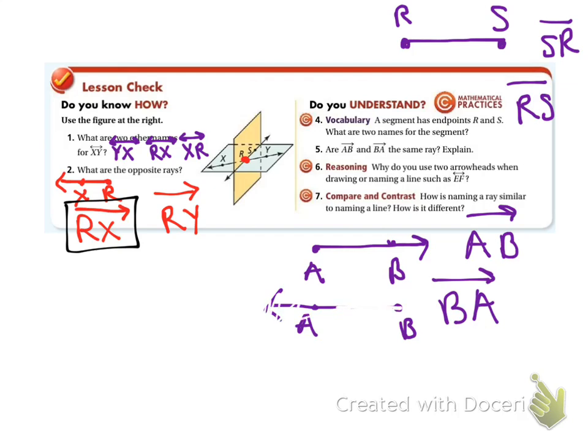If we wanted them to be the same, here's my eraser just a second. If I wanted to start with the B and have them be the same rays, so BA, I still need my endpoint to be at A and my arrow to be going towards B. Those are the same rays, but the ones they gave us were not.